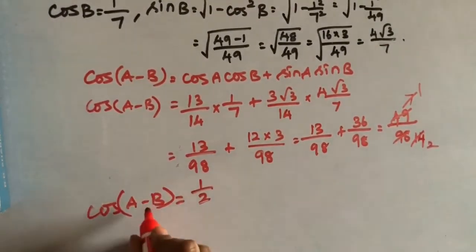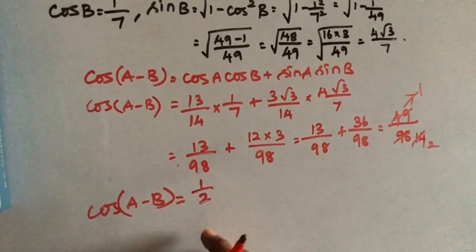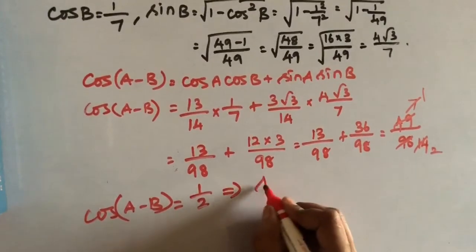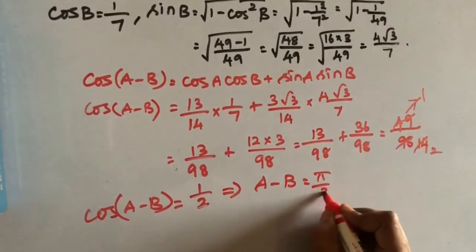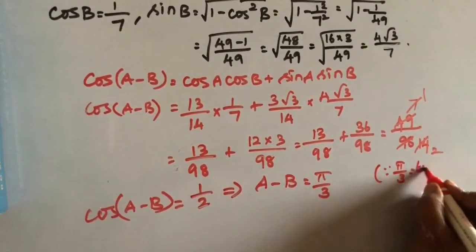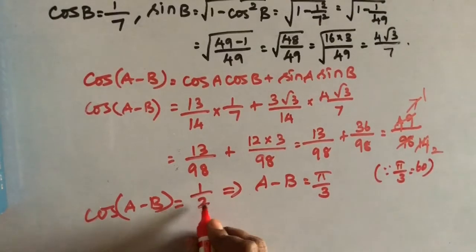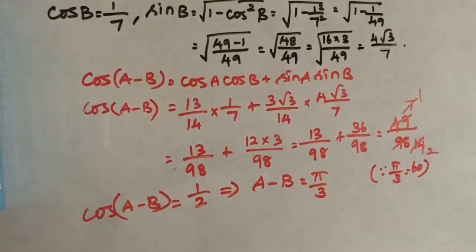For which value of cos you have 1 by 2? That implies A minus B is equal to pi by 3. That is, what is pi by 3? Pi by 3 is equal to 60. For cos 60 only you have 1 by 2. So here it must be 60. That is only pi by 3.